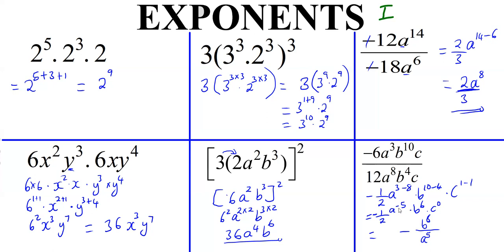So here, remember, we got A to the power negative 5. What happens to it? It has to go down because of the negative. B to the power 6 is positive, it remains there. Okay, very good. Let's move on.